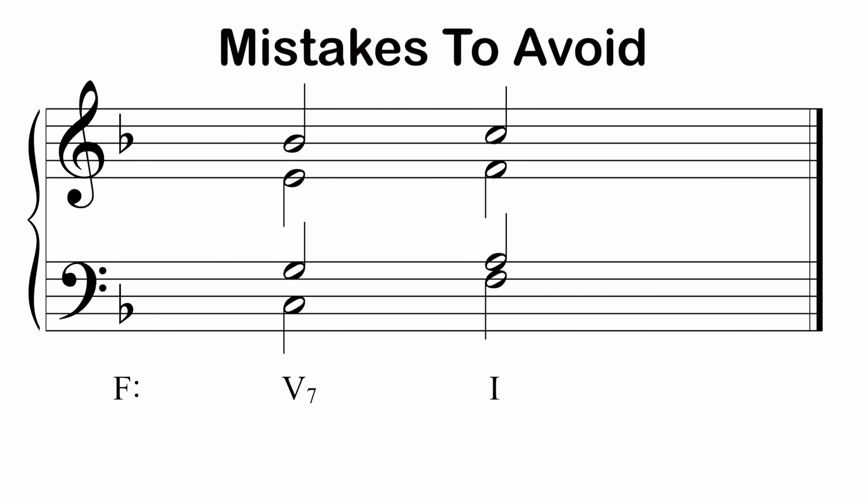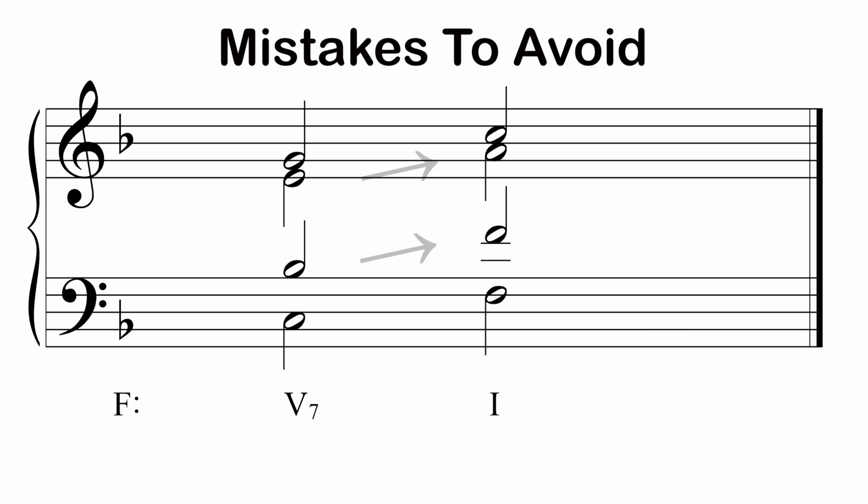Mistakes to avoid. The 7th is in the soprano. Parallels overlap. Alto and tenor overlapping is okay. The soprano and alto overlapping is too big. The 7th skips up, not steps.